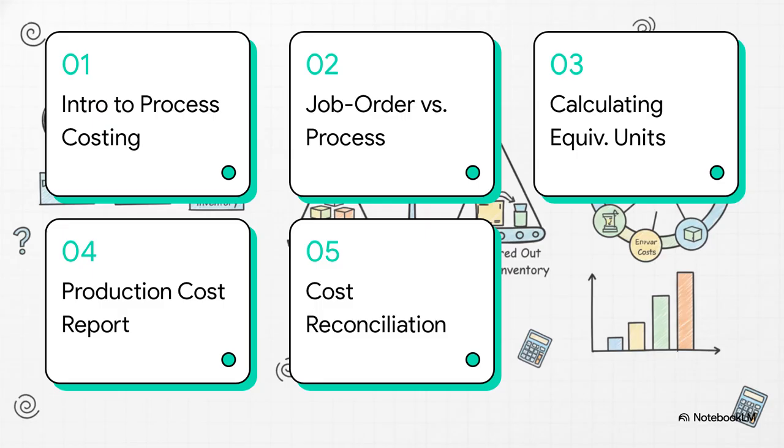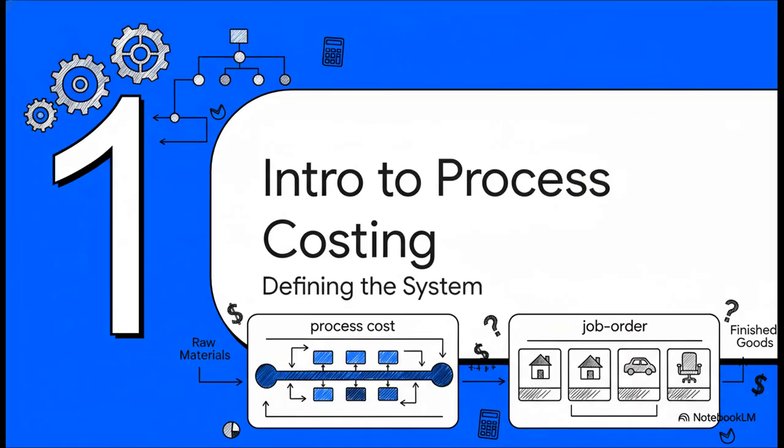After that, we dive into the core concept, calculating equivalent units. From there, we'll build the all-important production cost report. And finally, we'll look at cost reconciliation to see how everything ties together. It's a logical flow that will take us from theory right through to application. All right, let's jump right into section 1.